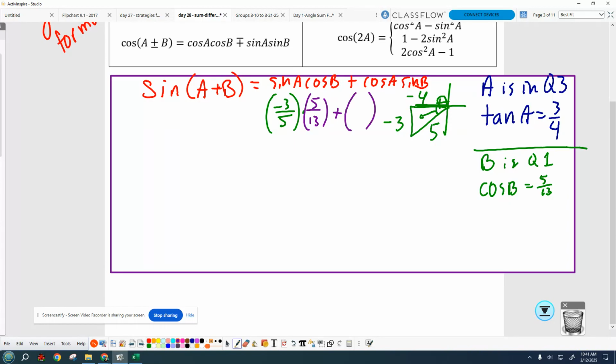Now I need cosine of A. How am I going to find cosine of A? -4 over 5. Why? Because looking at the triangle where we were told to draw it, adjacent over hypotenuse is -4 over 5.